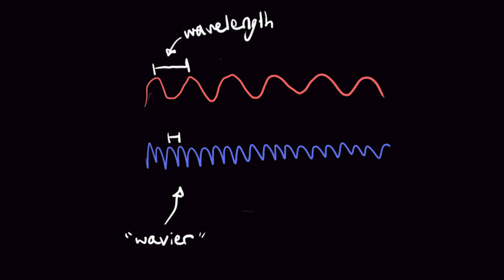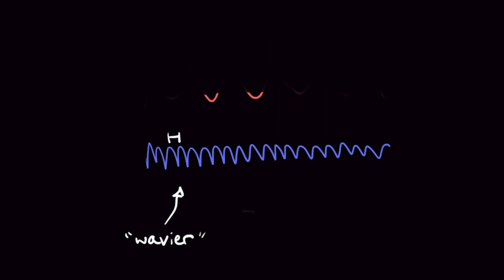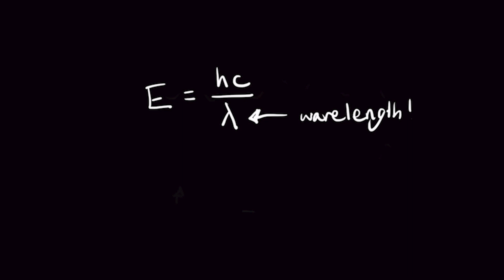Each color of light has a specific wavelength, and each wavelength has a specific energy. The lower the wavelength, the wavier the light is, meaning it has a higher energy. The exact formula is E equals hc over lambda. Here, E is the energy, h is Planck's constant, c is the speed of light, and lambda is the wavelength.